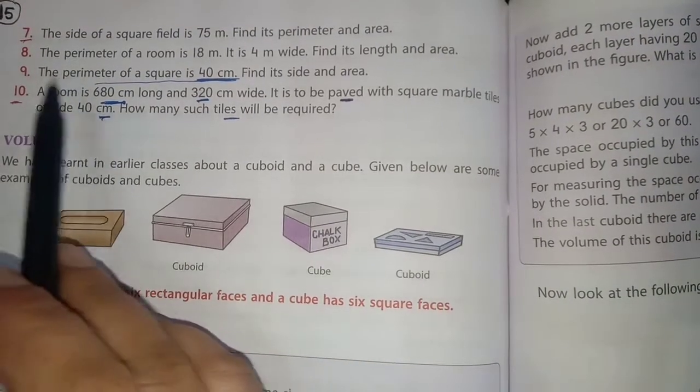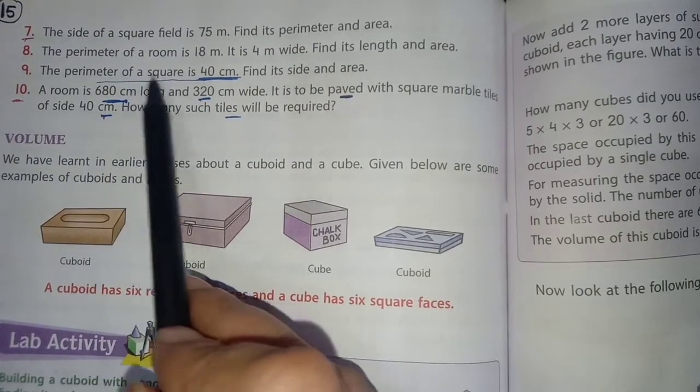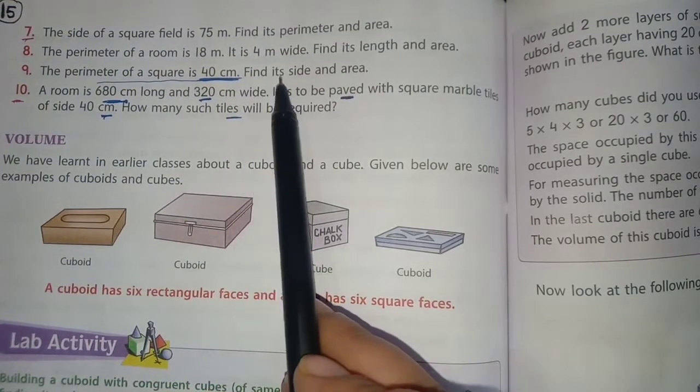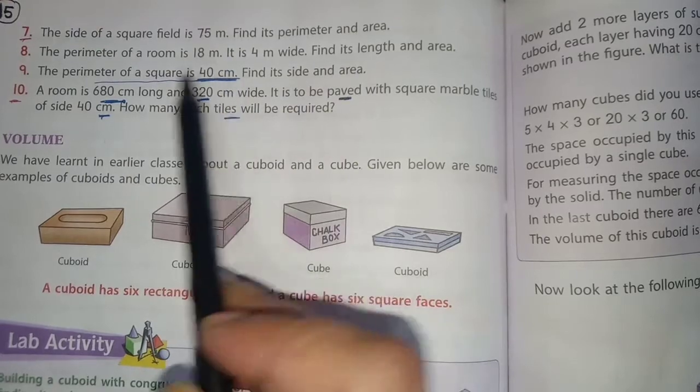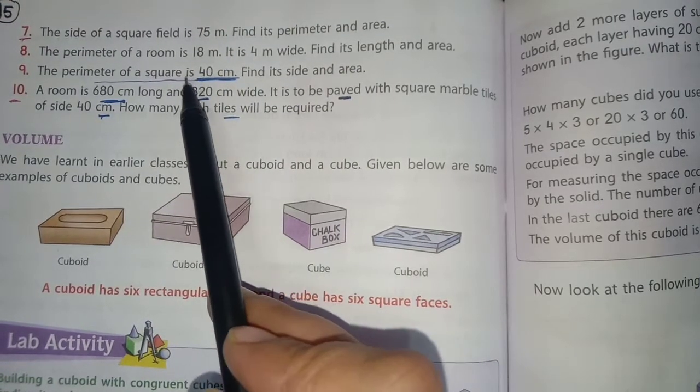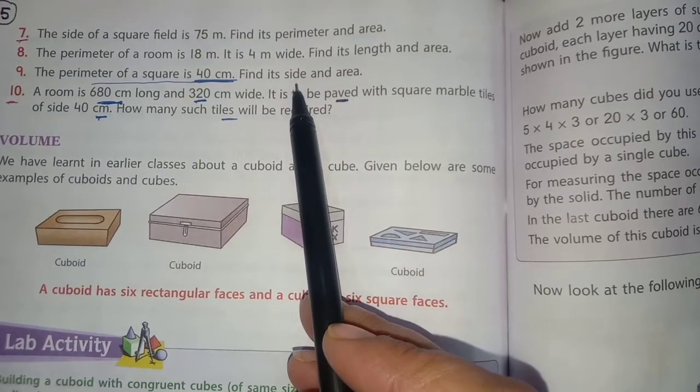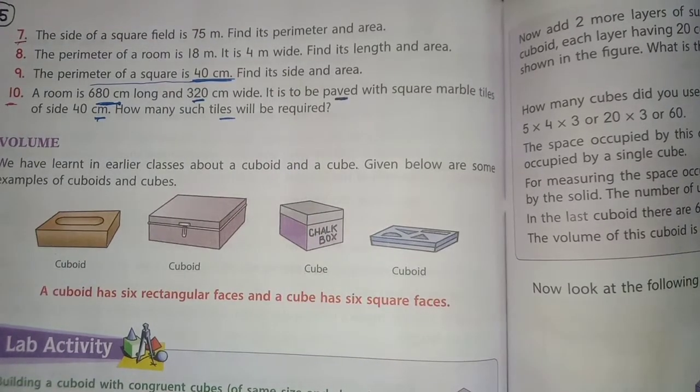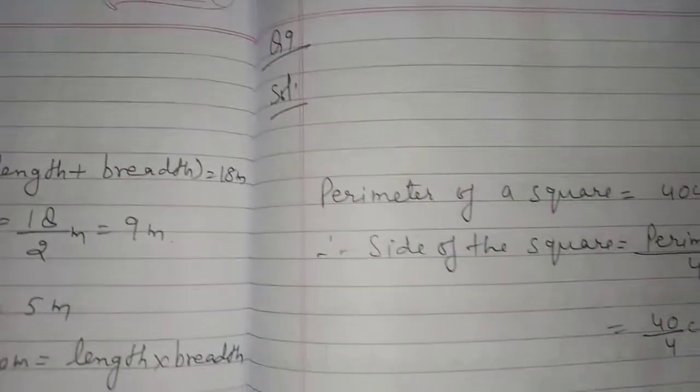Now next is question number 9. The perimeter of a square is 40 centimeter. Find its side and area. See, perimeter of a square is given. With the help of this, first of all we will find the side and then we will find the area. So let's see how to do it.